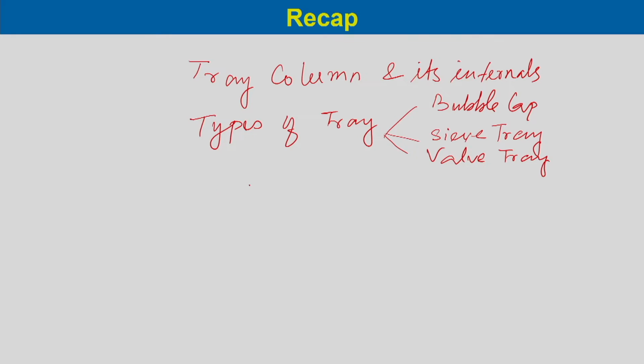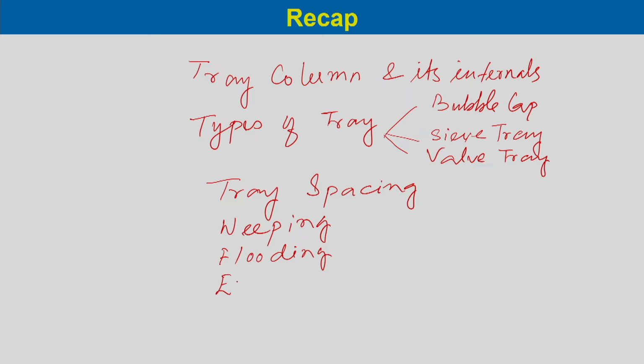So, we have also discussed the tray spacing, and weeping, flooding, entrainment. And we have seen how to take care of these parameters.